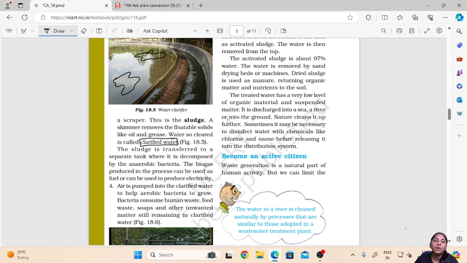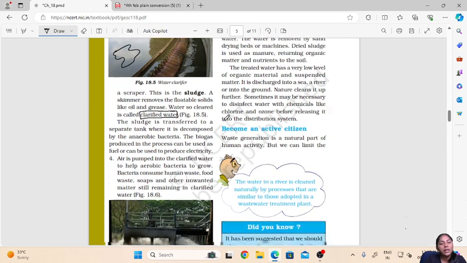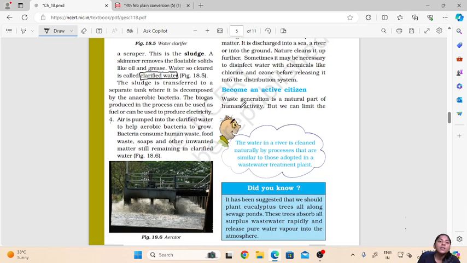Now after the removal of sludge, the sludge is transferred to a separate tank where the anaerobic bacteria, that is, the bacteria which do not require oxygen for their growth and survival, will act on this sludge and decompose it. Now the biogas which is obtained by the decomposition of this sludge can be used as a fuel or in producing electricity.